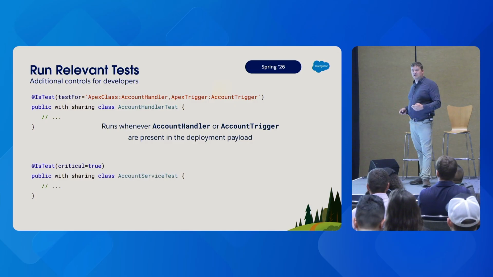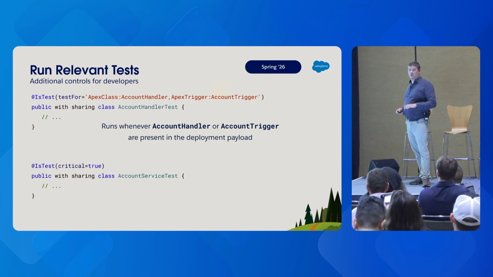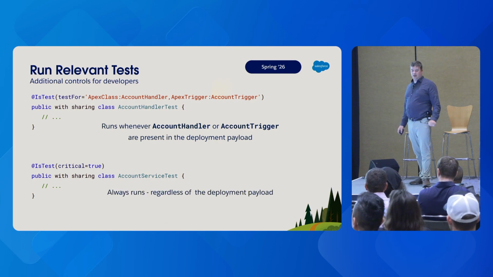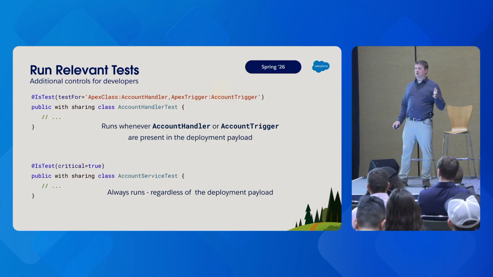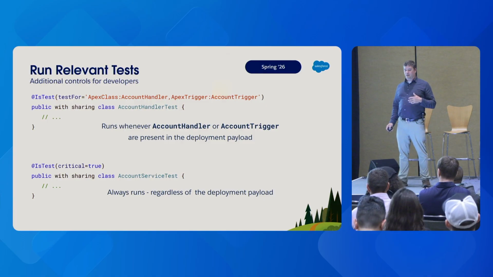You might have other tests in your org that are really important, that you never want to fail no matter what, and that should always be run. So again, we've given you a critical annotation there. That means no matter what the deployment, run relevant tests will always include that particular test case.